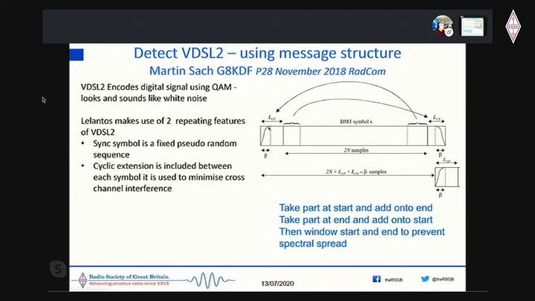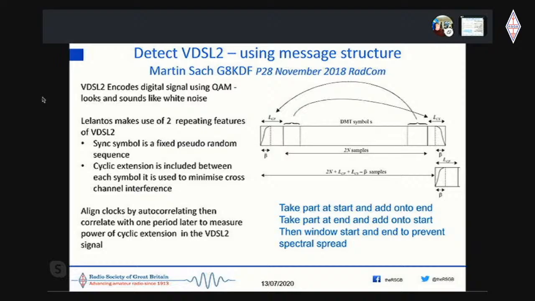So if we get some corruption in this part of the message or this part of the message from the windowing, it doesn't matter. And you can actually look for that by correlating the signal with itself, providing your clocks are in sync. So there's some more clever software that actually lines up the SDR clock with the clock used in the VDSL message and does all this clever work for us.